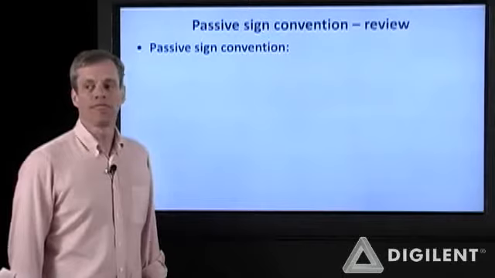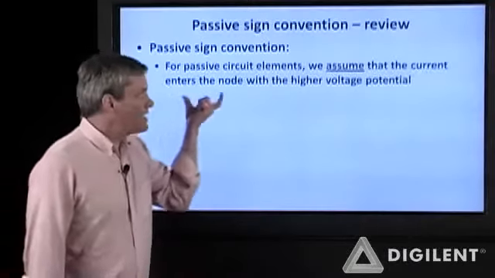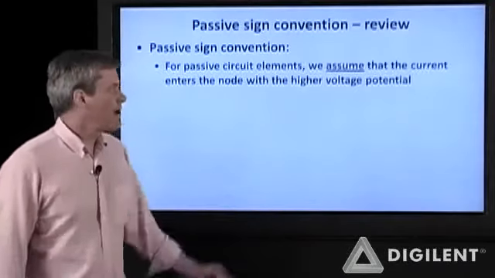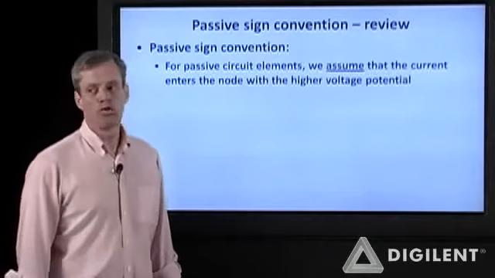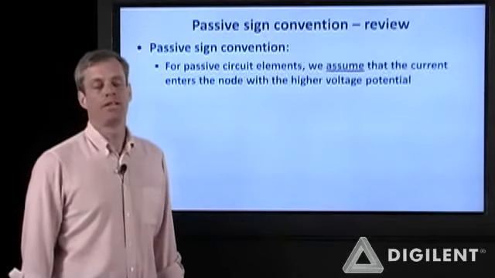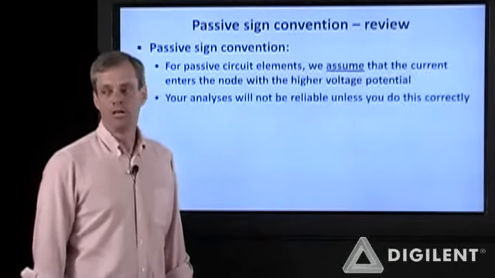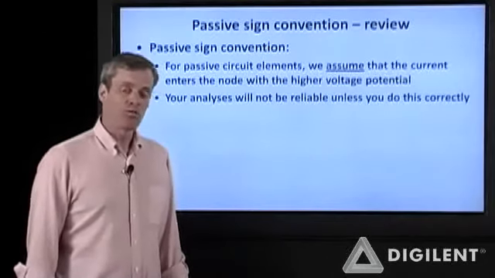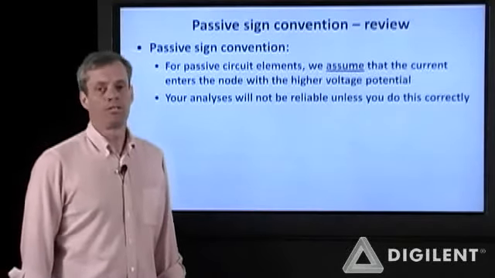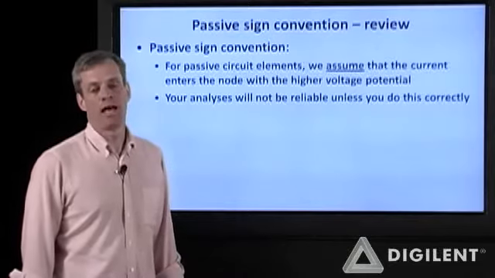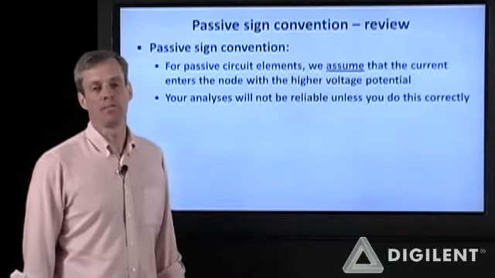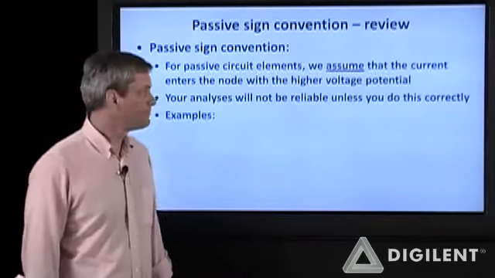Okay, passive sign convention. For passive circuit elements, remember this is not for active circuit elements, we need to assume that the current enters the node that is at the higher voltage potential. Unless you do this correctly and are consistent about this, the results of your analyses will not be reliable. You will not know how to interpret the numbers that are coming out of your analyses.